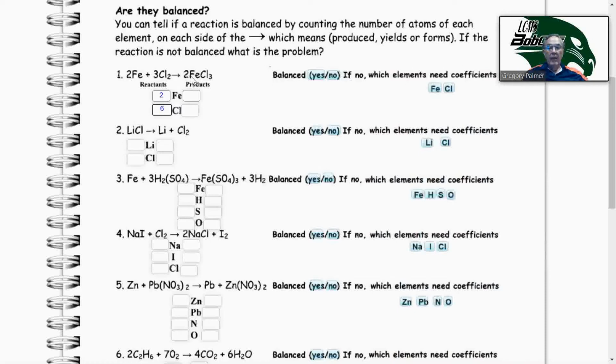Over here in this formula, this says Fe1Cl3. Remember, if there's no subscript, it's a 1. So we have 2 times 1 is 2 irons, and 2 times 3 is 6 chlorines. So this is balanced.